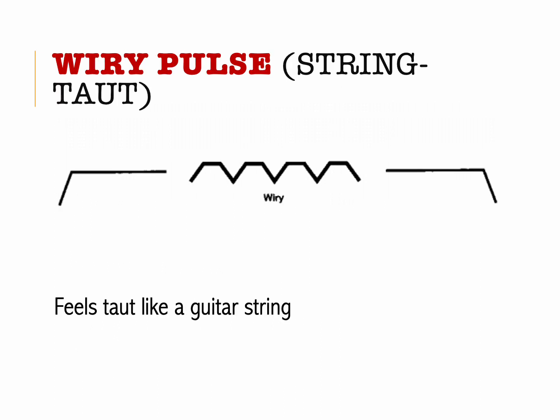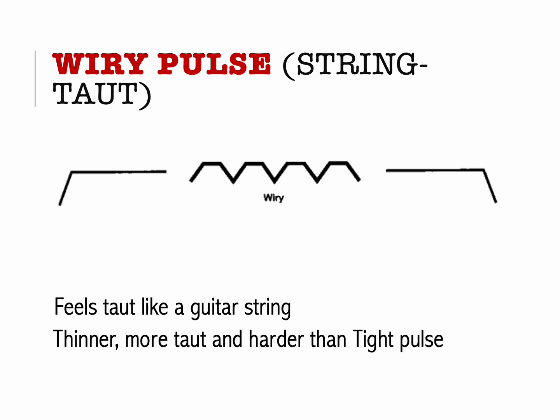Wiry pulse, or string-taut pulse, feels taut like a guitar string. It is thinner, more taut, and harder than the tight pulse. Wiry pulse indicates liver disharmony, pain, or phlegm.